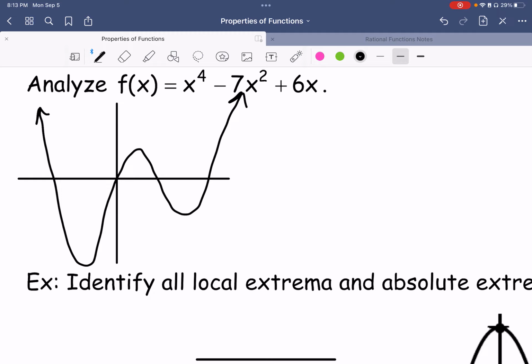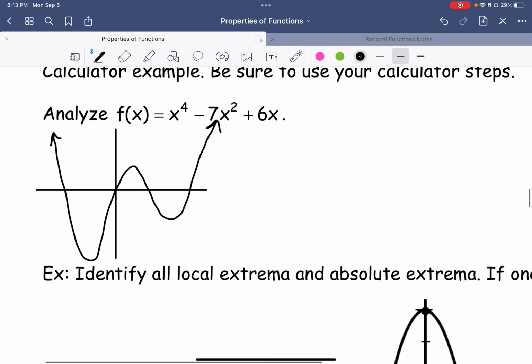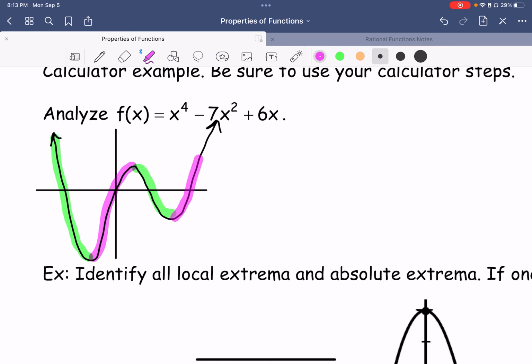Okay? So where are the extremas, right? Remember that extremas occur when there's a change in direction. So starting from the left-hand side, my graph goes down, then it goes up, then it goes down, then it goes up again. So every time I'm changing colors here from pink to green or vice versa, so here, here, and here, we're gonna have a type of extrema, okay? So notice that on this one, it is the absolute lowest, so this is the absolute minimum.